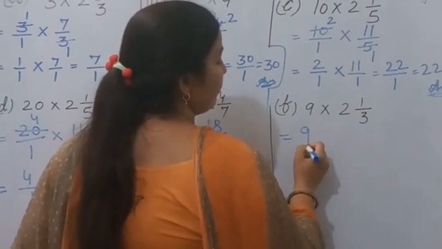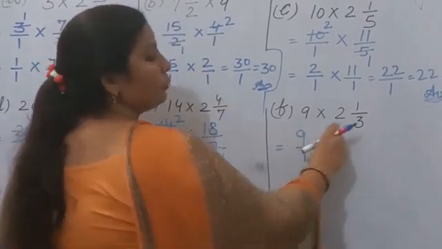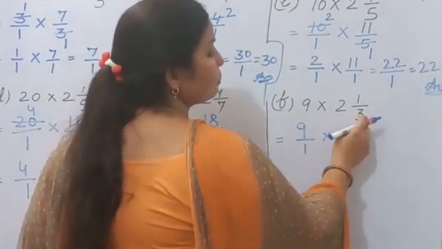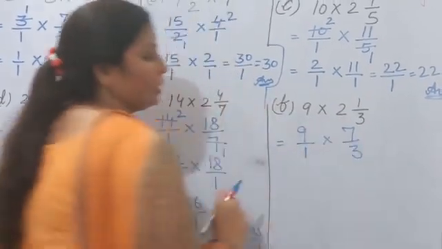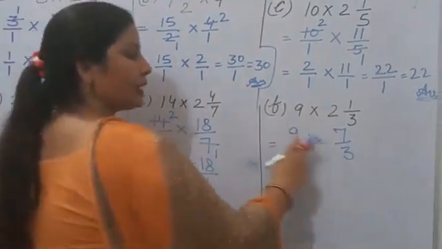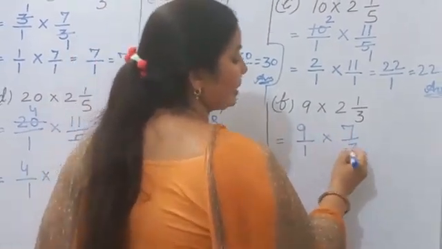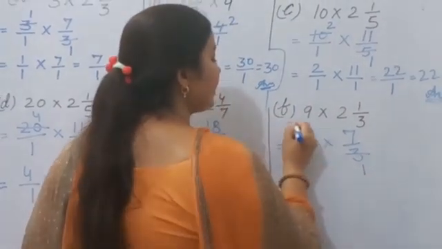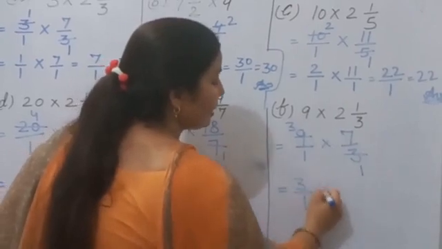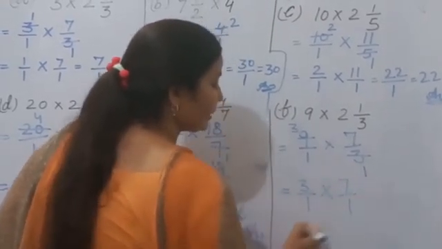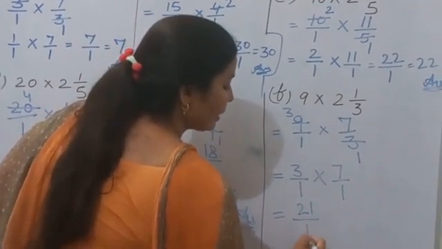9 upon 1 because there is no denominator, so we can take here 1. Now 2 whole 1 upon 3. So 3 twos are 6, 6 plus 1 is 7 upon 3. Again we can see that the first numerator comes in the second denominator's table. In the 3 table we have 9. So we can cancel by 3. 3 ones are 3, 3 threes are 9. Now from here 3 upon 1 multiply by 7 upon 1. Now numerator multiply by numerator. 7 threes are 21 upon 1 ones are 1.